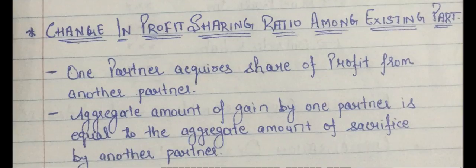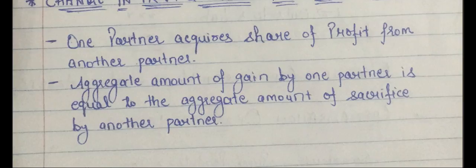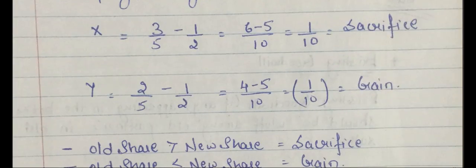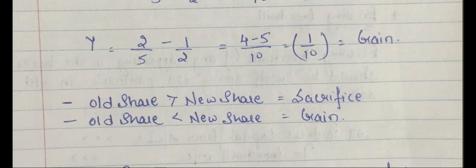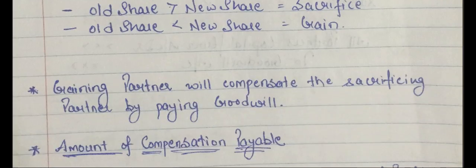One partner acquires a share of profit from another partner, and the aggregate amount of gain by one partner is equal to the aggregate amount of sacrifice by another partner. Clear? This example we have discussed in detail. If the old share is more than the new share, then it is a sacrifice. If the old share is less than the new share, then it is a gain.